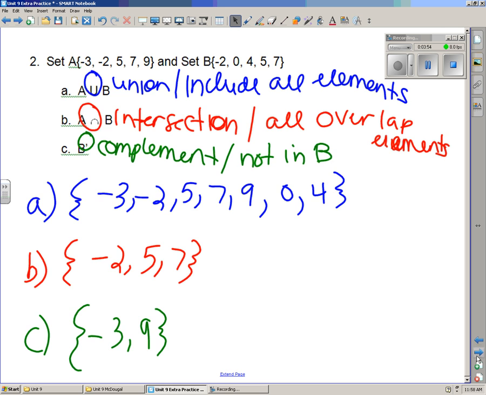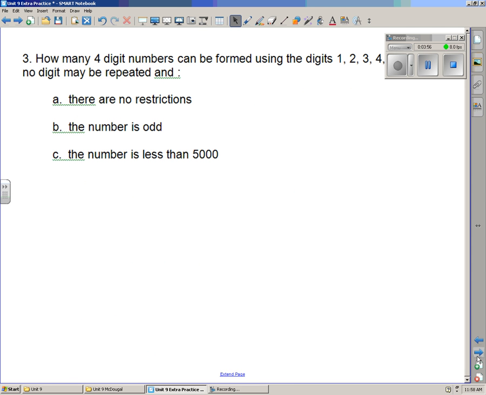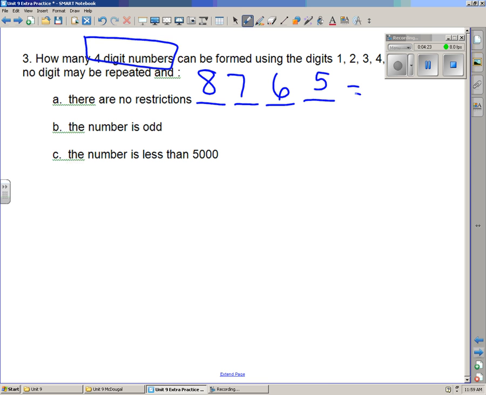Okay, next. How many 4-digit numbers can be formed using the digits 1, 2, 3, 4, 5, 6, 7, 8 if no digit can be repeated? If there are no restrictions, remember we only want 4-digit numbers. So that means I just have 4 places. Well, there's 8 choices to go in my first place or my 1000th place. Then there are 7 choices left after I pick a number. Then 6 choices left. Then 5 choices left.